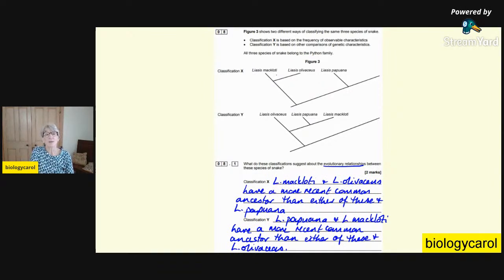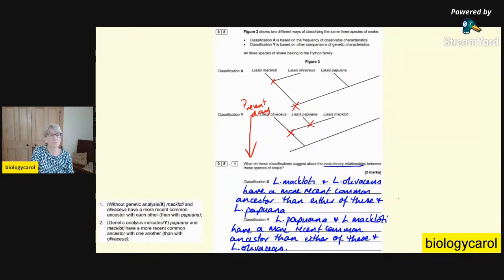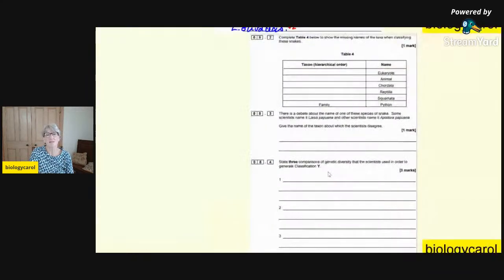In classification X, Maclotti and Olivaceous have a more recent common ancestor than either of them has with Papuana. Here is the most recent common ancestor of these two, and here is the most recent common ancestor of all three of them. And I wrote a very similar thing for Y, but this shows a different Papuana and Maclotti most recent common ancestor here, whereas this one is here, which is further back in time, because this is the present day and that is going further back in time. As a result, I got the two marks. Notice both of them have the phrase most recent common ancestor.